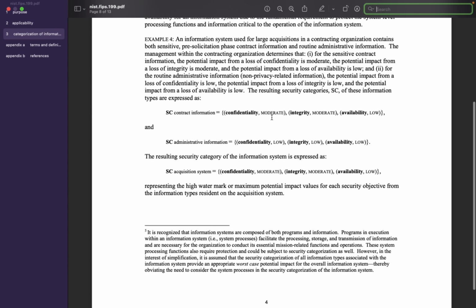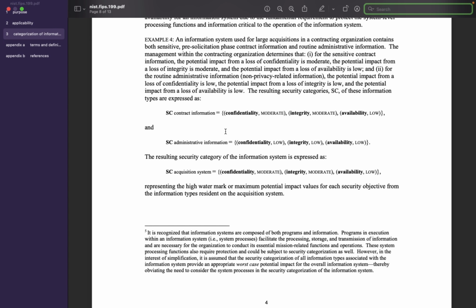Now, look at this first example. We have SC contract information, confidentiality, integrity, and availability. And we have the same for administrative information. But if you want to identify the overall security category, we will choose the high watermark, with high being the highest and low being the lowest. So for contract information, confidentiality is moderate, while for administrative information, confidentiality is low. According to that, we choose the highest, which is moderate.